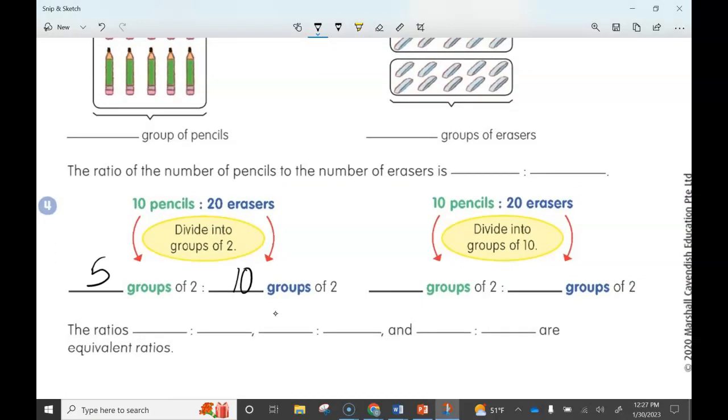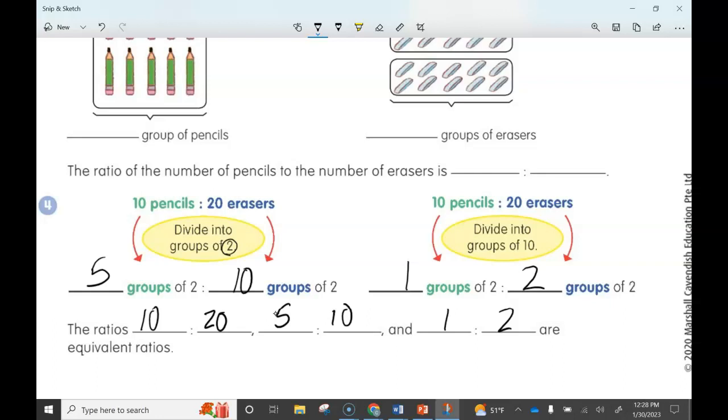10 pencils, 20 erasers divided into groups of 10, 1 group, and then we could see there'd be 2 groups of 10. So what we can see, the ratios of 10 to 20, 5 to 10, and 1 to 2 are all equivalent ratios. So again, what we're doing here, we're dividing both quantities by the same number. In this case, divide by 2, and that gives us 5 to 10 is equivalent to 10 to 20.